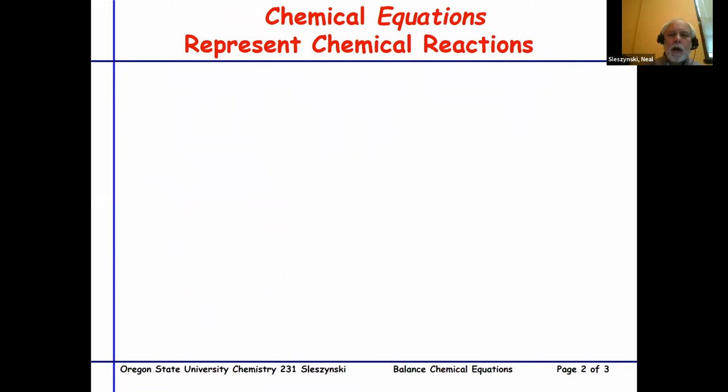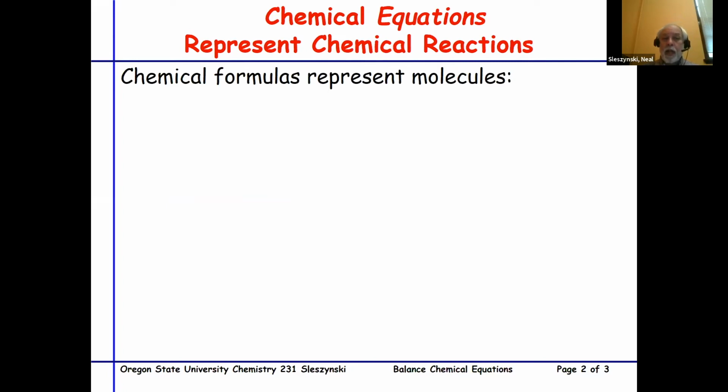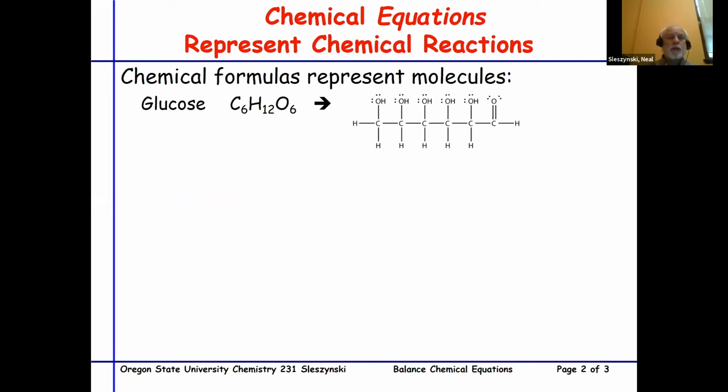Well, we need to understand that the chemical equations that we're learning to write represent chemical reactions. So we're going to use chemical formulas that represent physical molecules. If we take a look at a molecule like glucose, which has the molecular formula of C6H12O6, we can draw a chemical structure like the one shown here in Lewis structure form to give us an idea of exactly how the atoms in that molecule are distributed.